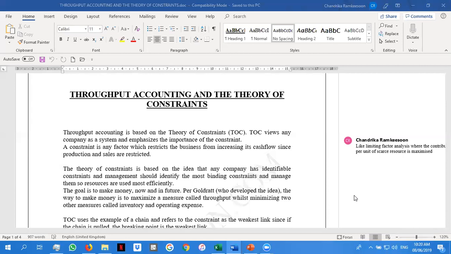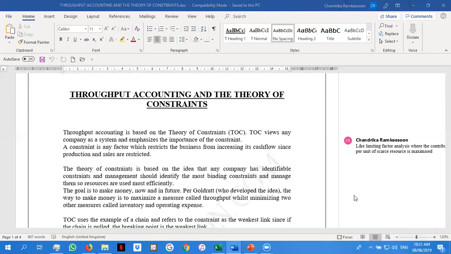Now, it can be different things. It can be a type of machine hour. It can be a type of labor hour. It can be cash even. But as you would see, as far as this topic is concerned, it's fairly contained. In other words, what you need to study. The theory of constraints is based on the idea that any company has identifiable constraints, and management should identify the most binding constraints and manage them so resources are used more efficiently.